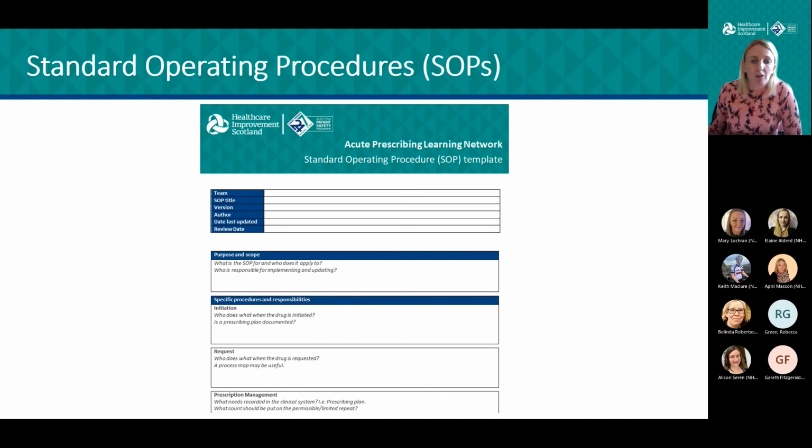Developing a SOP so that there is an agreed way of doing things for a specific drug class or subclass can help really minimise the variation between your prescribers and increase confidence to issue stable medications on repeat or permissible repeat. And a template SOP has been developed and is available in the toolkit. Which takes us on to the next slide.